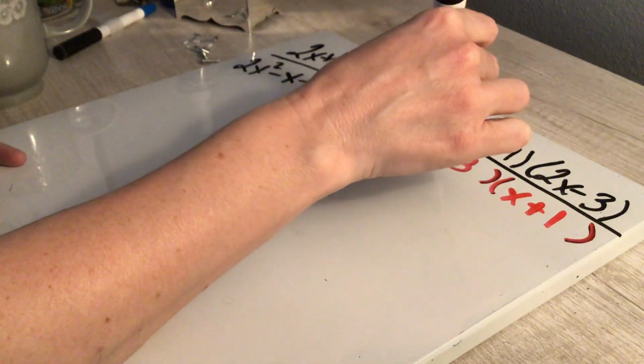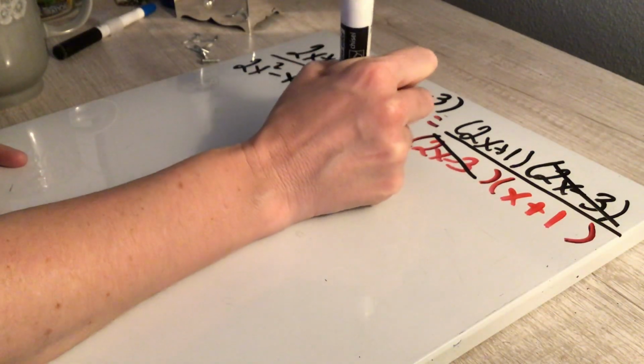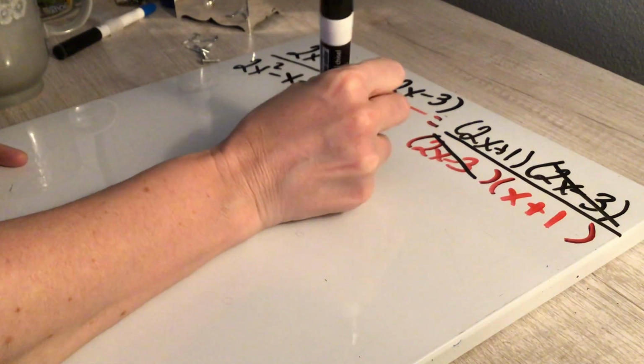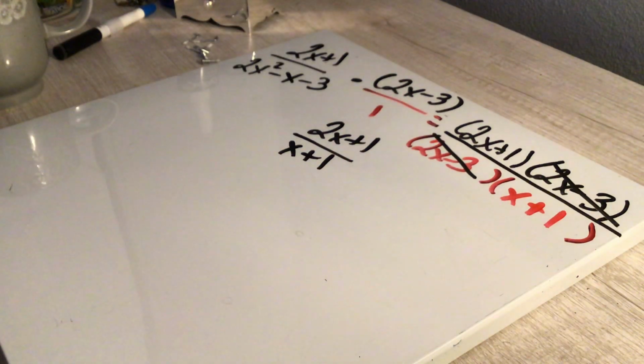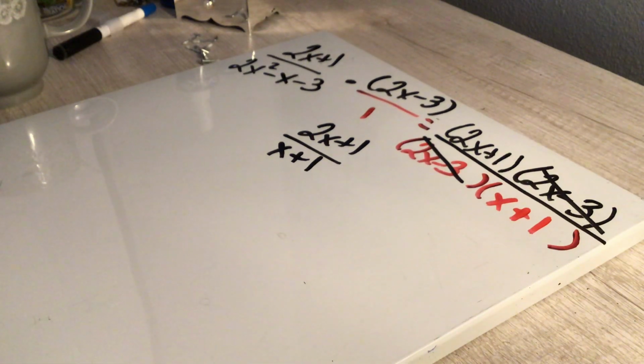Then I see a 2x minus 3 in both numerator and denominator, so I can cancel them, and I get 2x plus 1 over x plus 1. Okay, these are not the same terms. You cannot cancel them out. Okay, they don't have common factors to them.